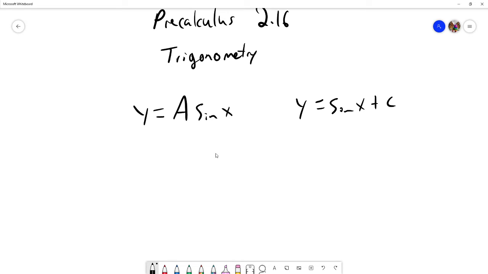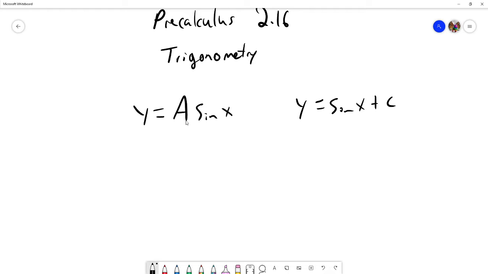So in the first situation here, we found out that this quantity a refers to what's called the amplitude, and if a is negative, it also became a rotation across the x-axis. Now, when we think about the second situation, y equals sine x plus c, then what we had was a vertical shift up or down depending upon whether c was positive or negative.